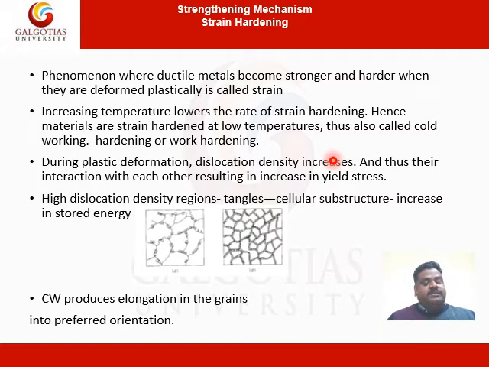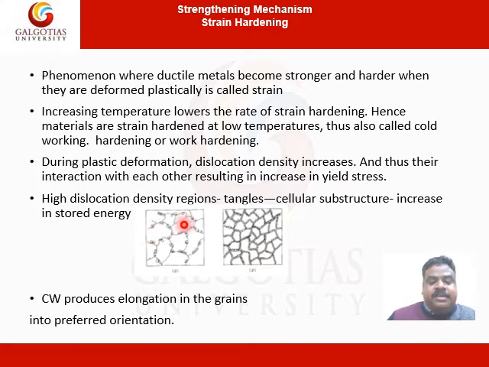Normally an annealed metal will have 10 raised to the power 2 to 10 raised to the power 6 dislocations per square millimeter, whereas the cold worked metal will have 10 raised to the power 10 dislocations per square millimeter. You can just compare how much the number of dislocations will be in a cold worked metal. Not only that, the increased number of dislocations interact with each other, and that's what increases the yield stress. So we can just look at how the dislocation density increases.